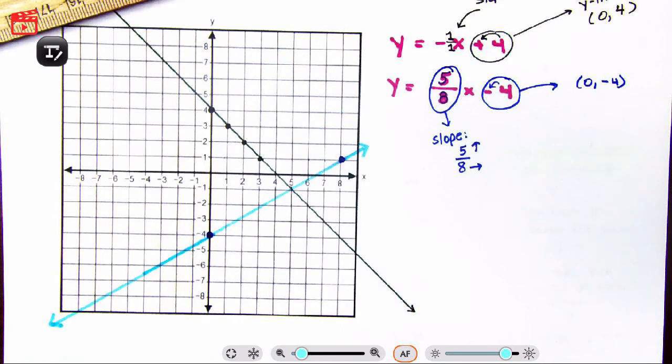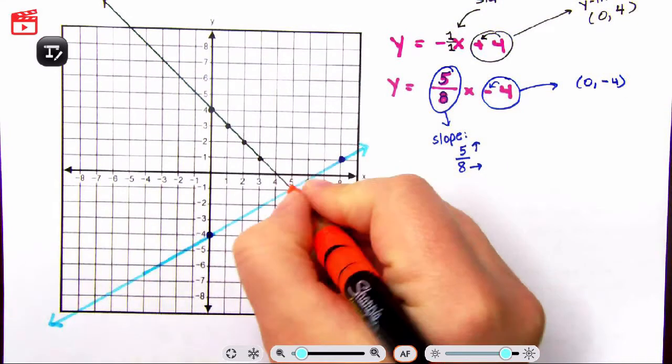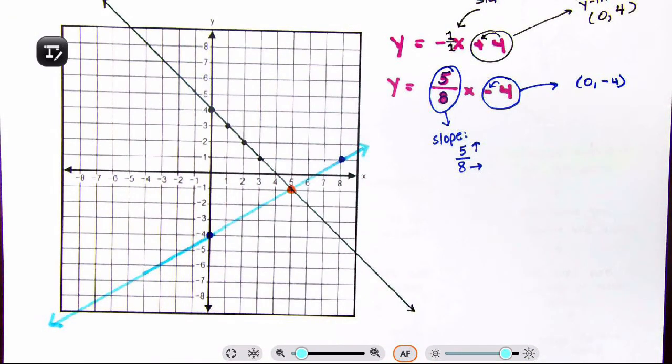Now again, our question is, how many times do the lines cross? Do they cross 1 time, 2 times? Do they cross all the time? Do they cross no times? In this case, they cross only once, and I can see that their point of intersection is going to be here. So my answer is one solution.